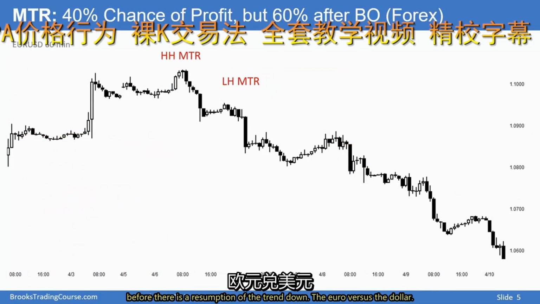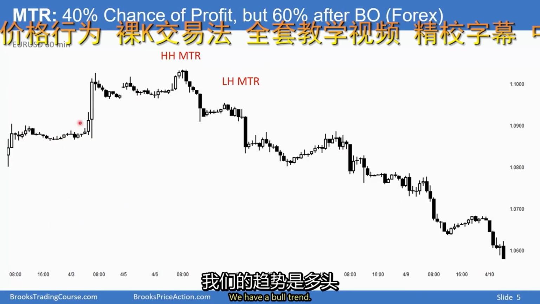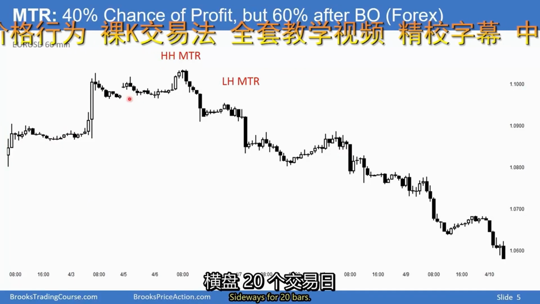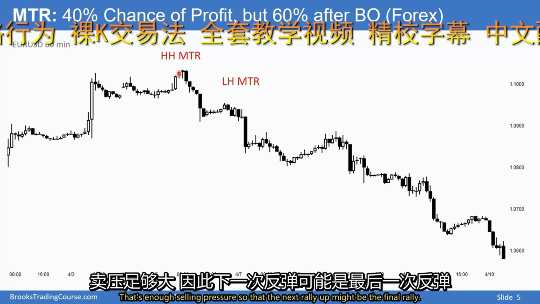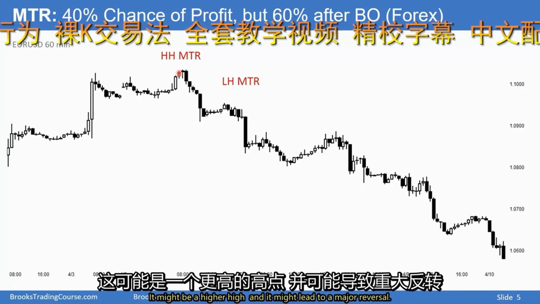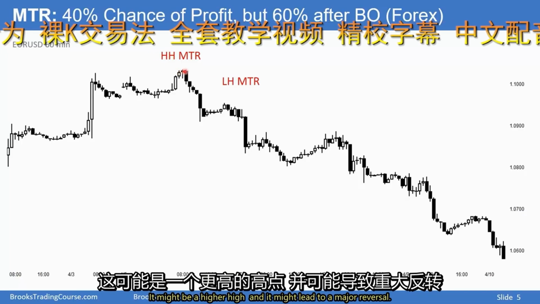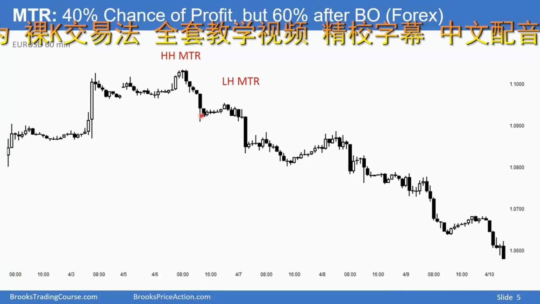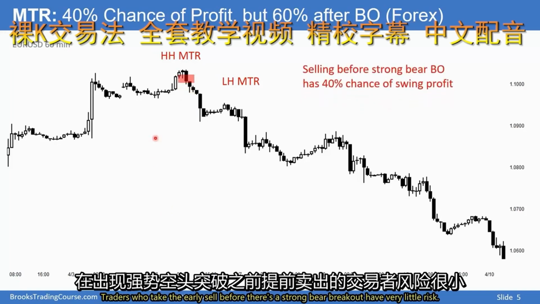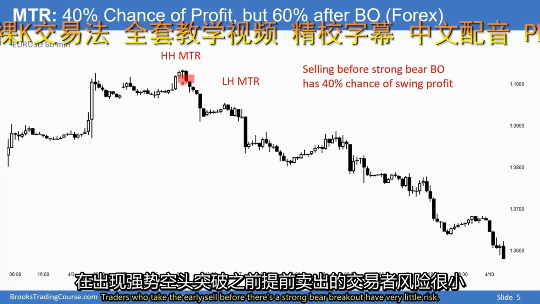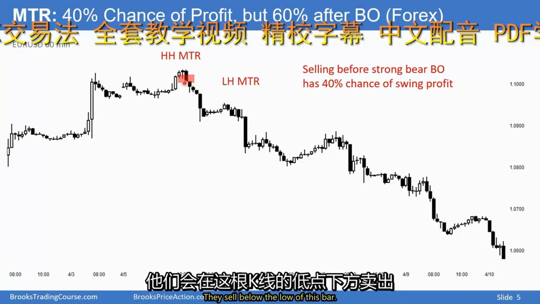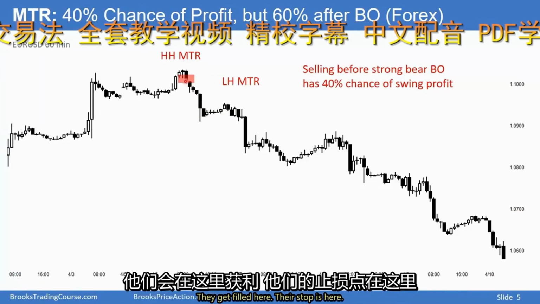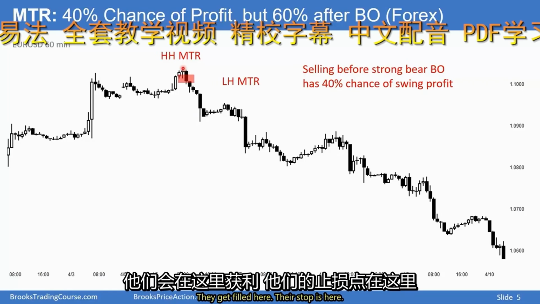The euro versus the dollar, we have a bull trend. Sideways for 20 bars, that's enough selling pressure so that the next rally up might be the final rally. It might be a higher high, and it might lead to a major reversal. Traders who take the early sell before there's a strong bear breakout have very little risk. They sell below the low of this bar. They get filled here. Their stop is here.